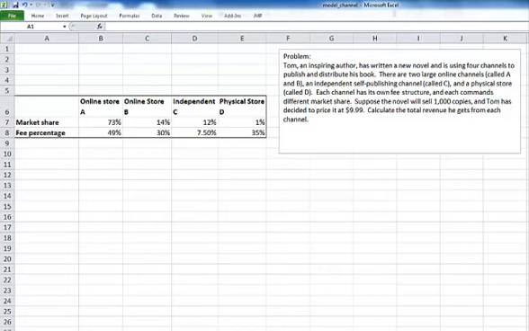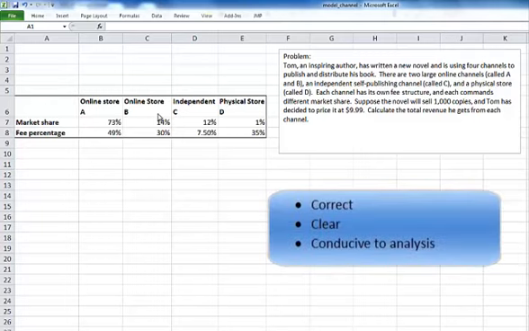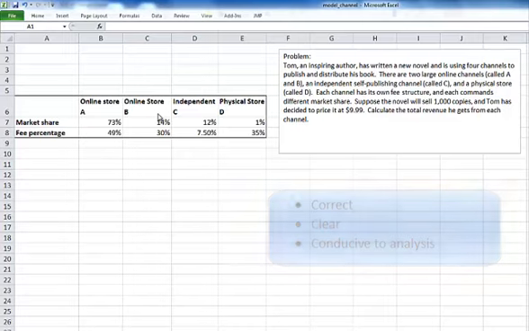Now, each channel has a different fee structure, and they each command different market share, which is contained in the table here. Suppose the novel will sell 1,000 copies, and Tom has decided he will price it at $9.99. Now, the goal here is to calculate the total revenue that he will get from each channel. Okay, so how do we build a good model? By good, we mean correct, clear, and conducive for analysis.